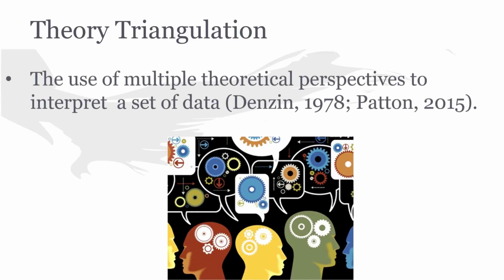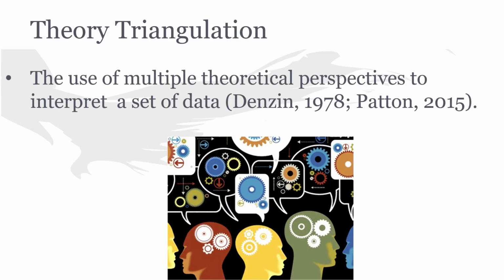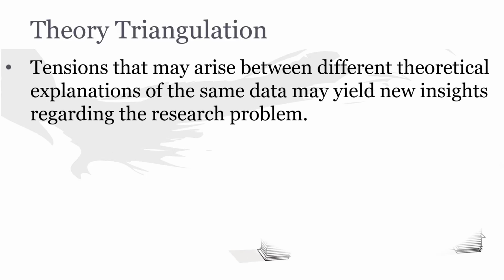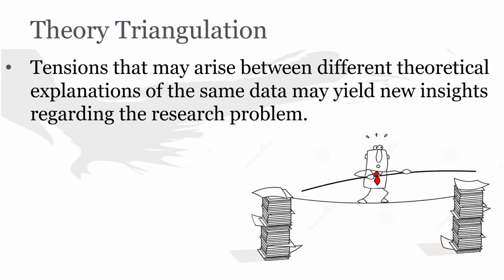Theory triangulation refers to the use of multiple theoretical perspectives to interpret a set of data. This type of triangulation can be particularly useful to examine anomalous data. Tensions that may arise between theoretical explanations of the same data may yield new insights regarding the research problem. However, it is not easy for researchers to stand outside of their epistemological perspectives. As a result, it is really hard to do theory triangulation in practice.